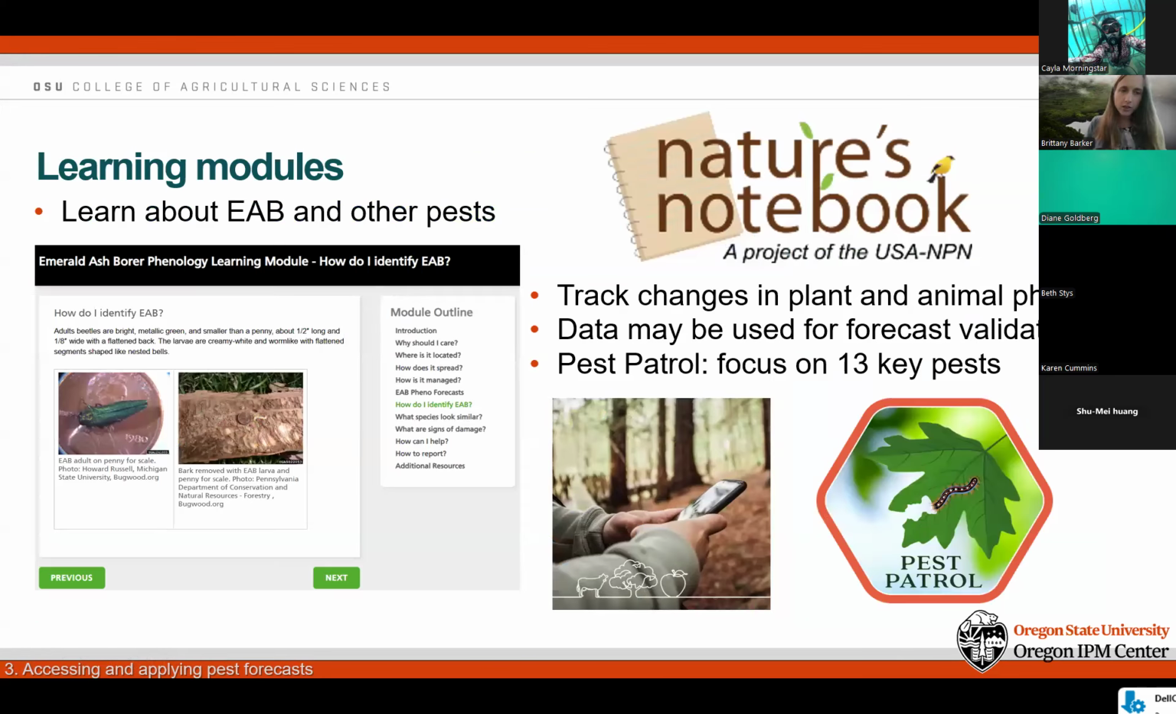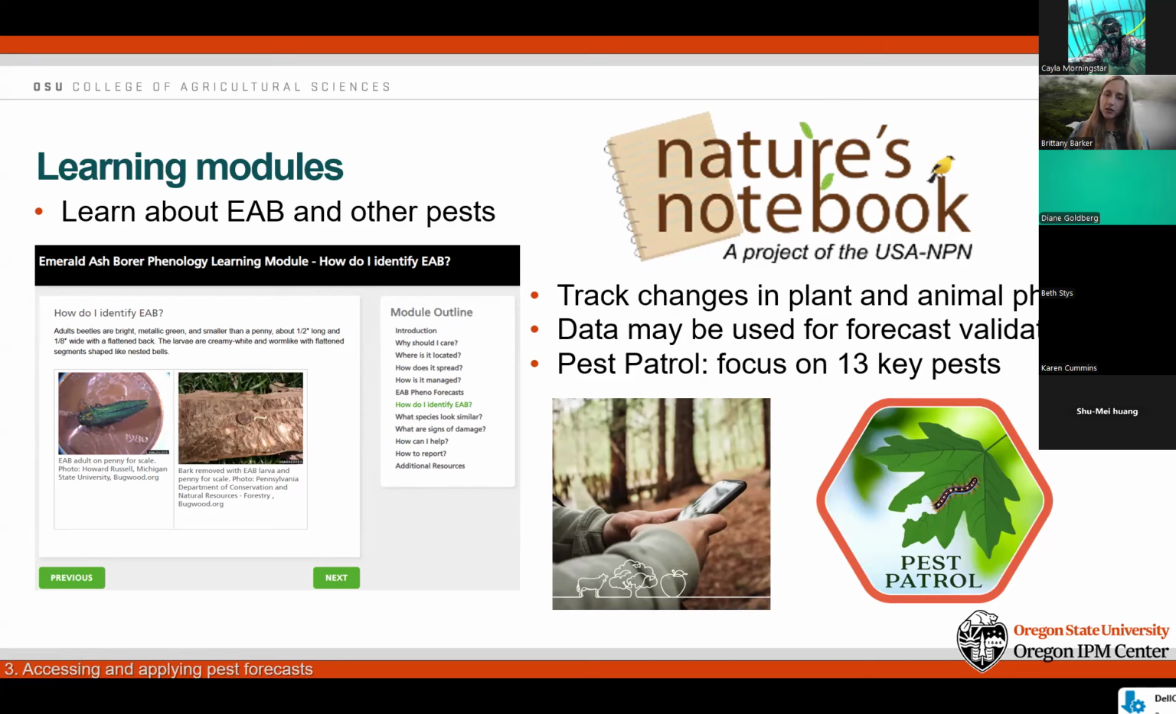USA National Phenology Network also has learning modules, so you can learn about EAB and other pests. So you can see how comprehensive these are. It says how to identify EAB, how does it spread, where's it located, so all sorts of useful information. And also they have a program called Nature's Notebook. People, both citizen scientists and researchers across the US, are tracking changes in plant and animal phenology and then entering their observations into a database.